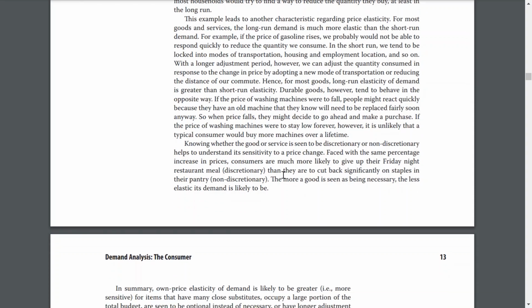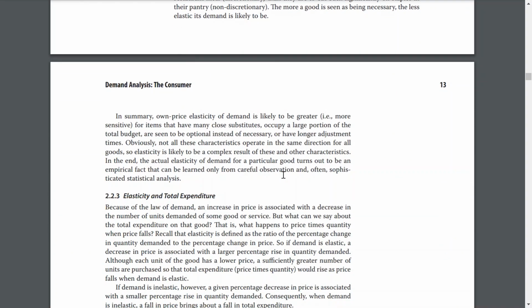In summary, our own price elasticity of demand is likely to be greater, i.e. more sensitive, for items that have more close substitutes, occupy a large portion of the total budget, and are seen to be optional instead of necessary, or have longer adjustment times.